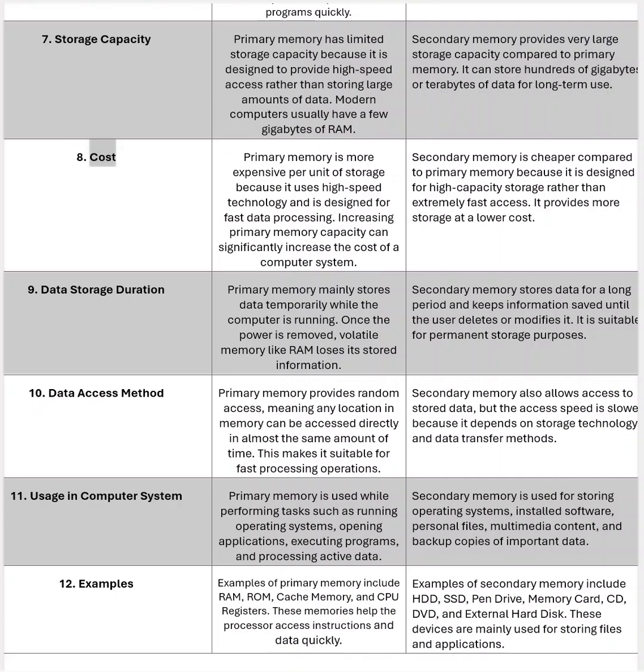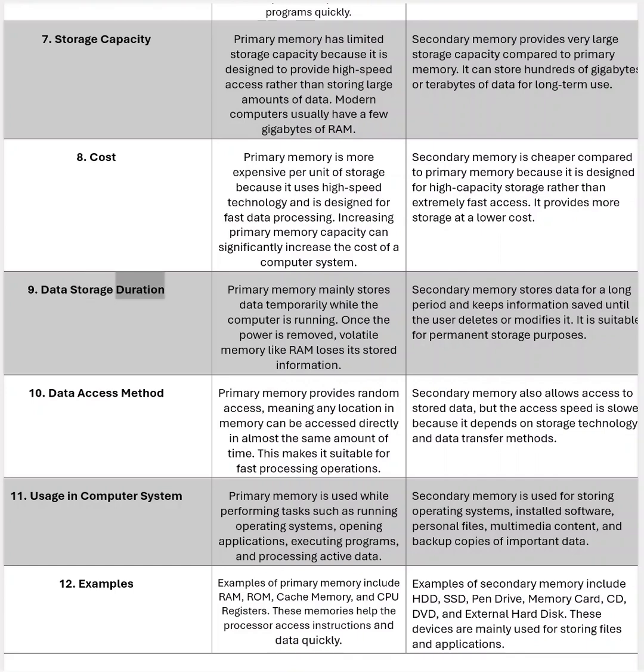8. Cost. Primary memory is more expensive per unit of storage because it uses high-speed technology and is designed for fast data processing. Increasing primary memory capacity can significantly increase the cost of a computer system. Secondary memory is cheaper compared to primary memory because it is designed for high-capacity storage rather than extremely fast access. It provides more storage at a lower cost.